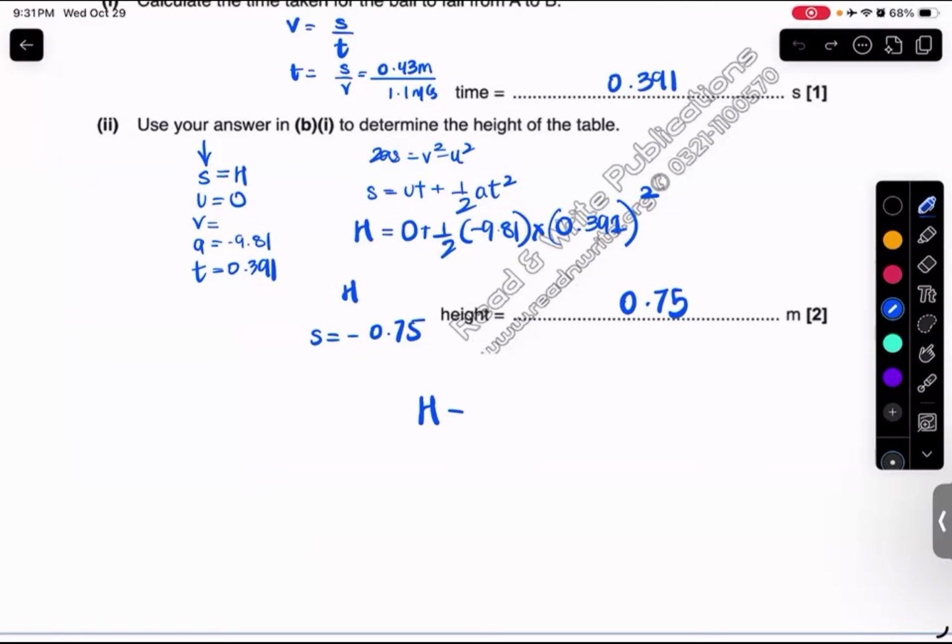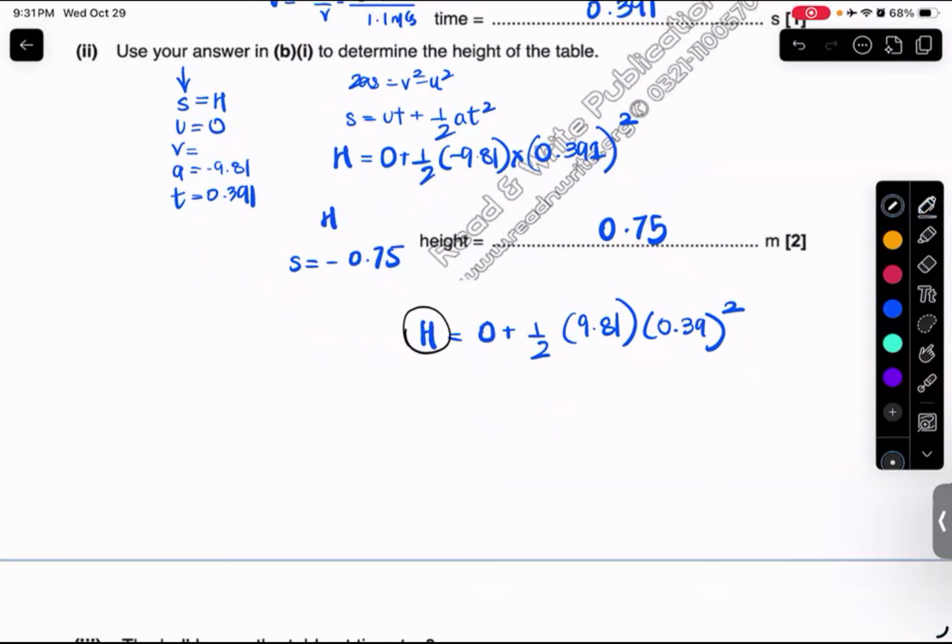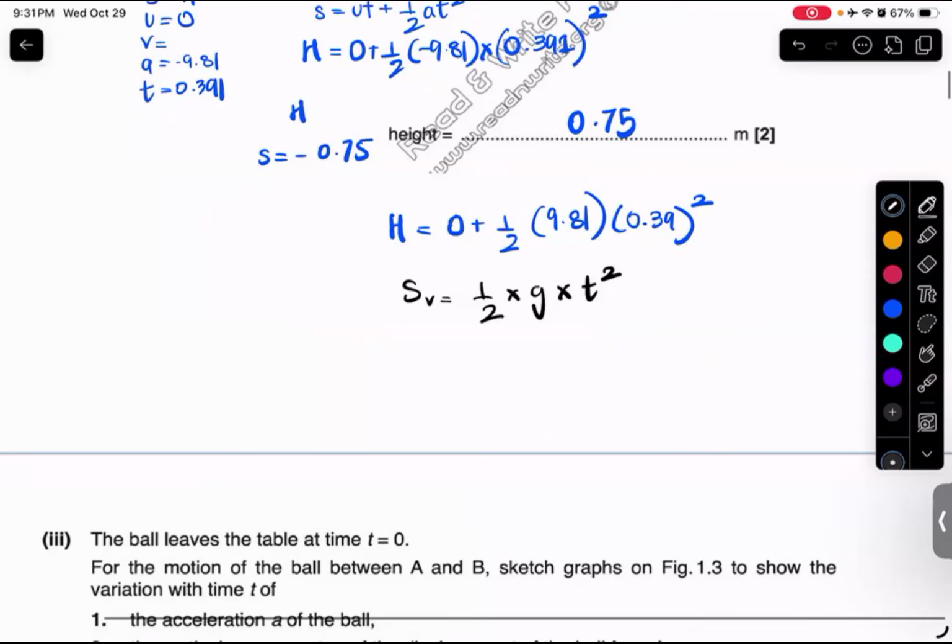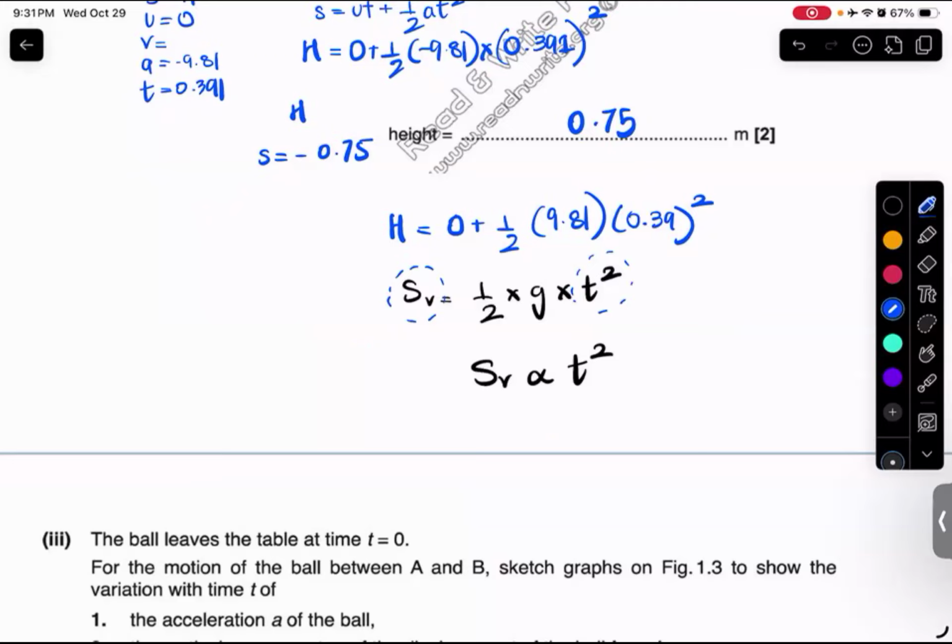Do you see that the H value, or SV, the vertical displacement, we literally wrote down the expression for that? It's 0 plus 1 over 2 into 9.81 times 0.39 squared. Isn't that basically SV? This is SV. So you could say SV is basically just 1 over 2 into G into T squared. Do you see that SV is directly proportional to T squared? Do you see the relationship between them? It's a square relationship, right?